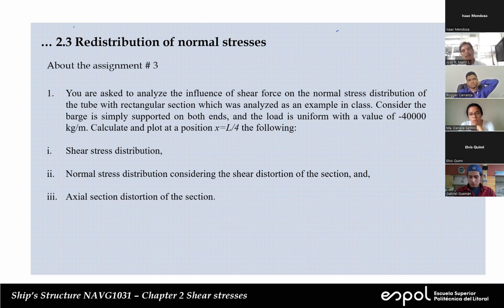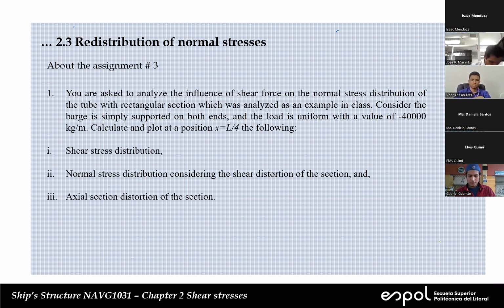Calculate and plot at position X equal to zero, and X equal L, for the following. Okay, so this is what you have to calculate and plot.